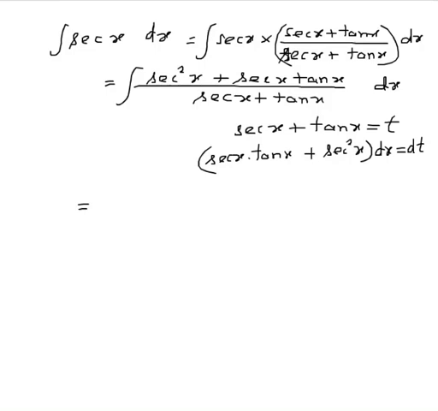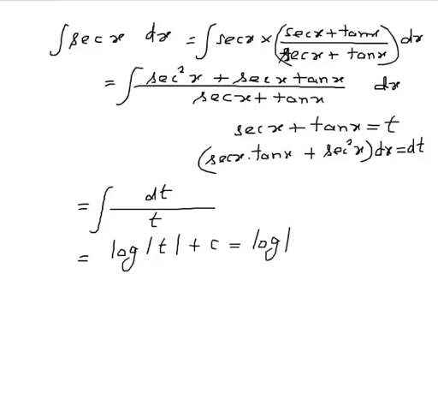Let us substitute in this integral. The numerator becomes dt divided by the denominator, which is t. See how simple the function has become. The integral of 1 by t is log of absolute value of t, and now substitute for t. Log of absolute value of secant x plus tan x plus c.